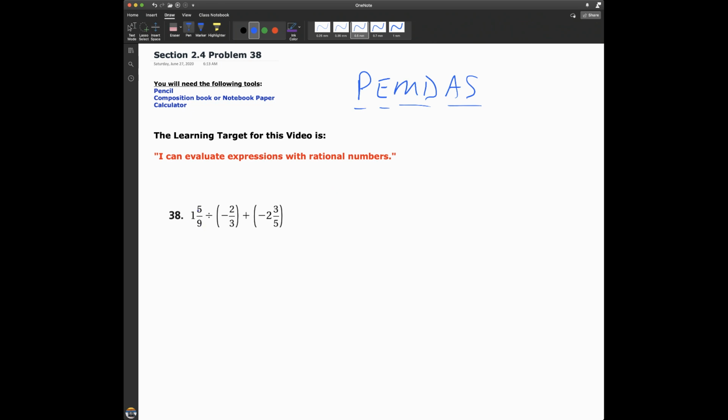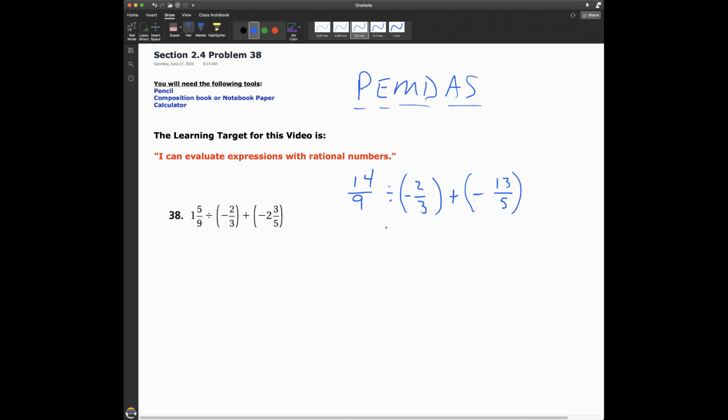1 5/9, when I write that as an improper fraction, that's 9 times 1, which is 9, 9 plus 5, which is 14. So this would be 14 over 9 divided by negative 2/3. And then I'm adding negative 2 3/5. Write that as an improper fraction. 5 times 2 is 10, and then 10 plus 3 is 13, and this is over 5.